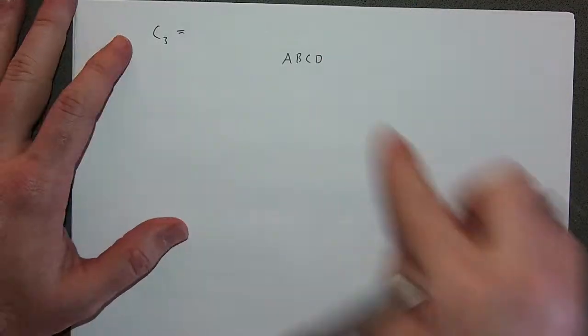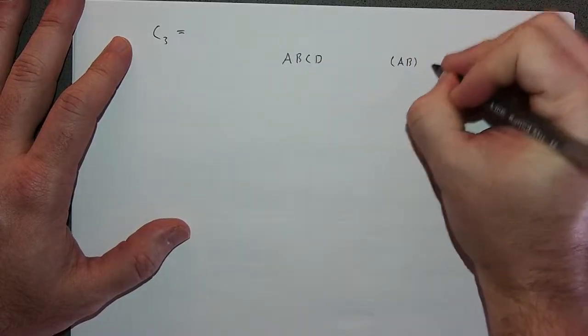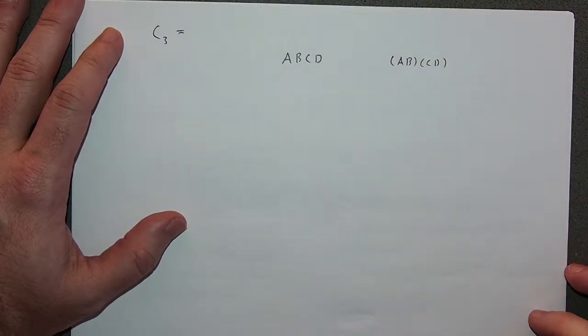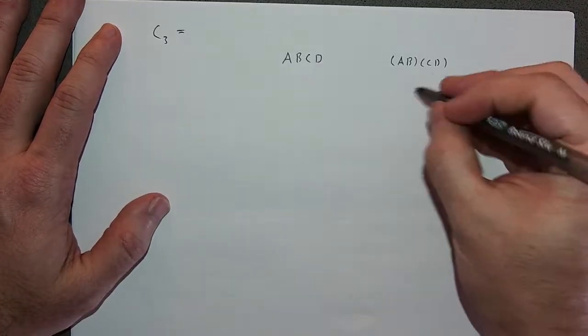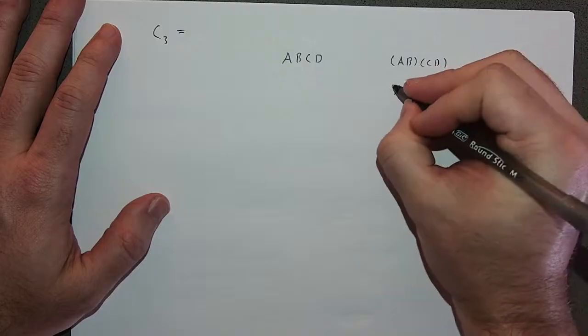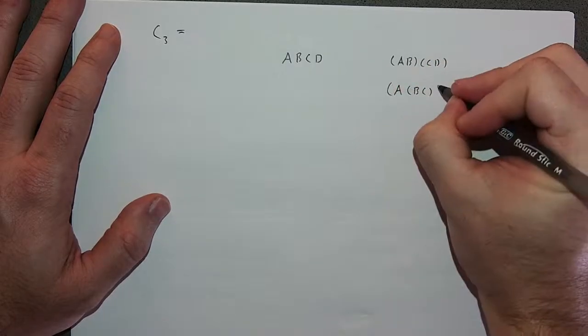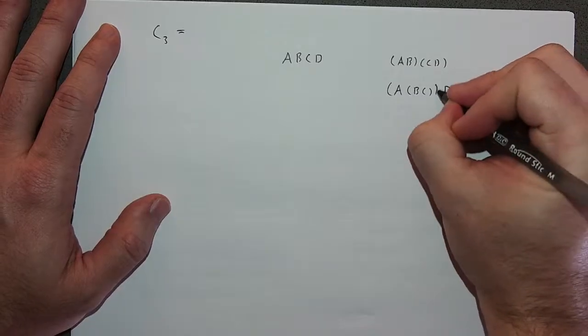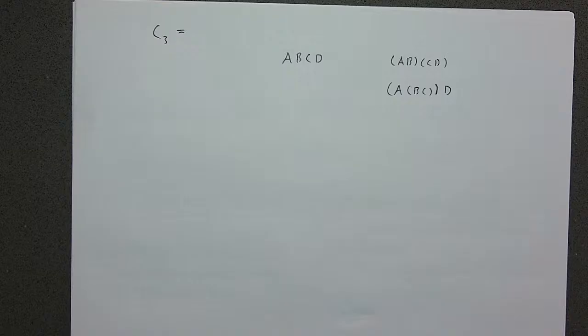Okay. So how can I group these? I could do A, B, C, D, like this. I could group them as A, let's do BC first, and then multiply that by A, and then we multiply D. That's another way of doing it.